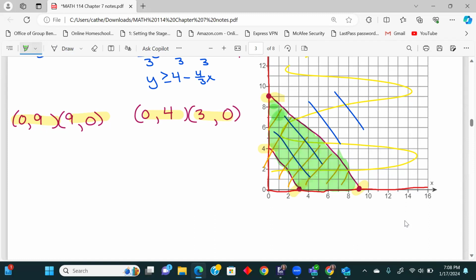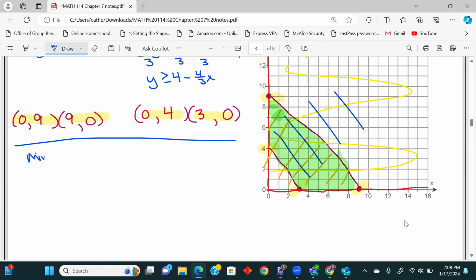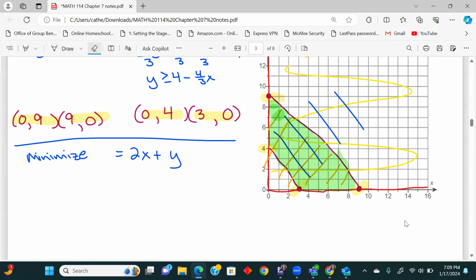All right, now we need to finish this up. We need to minimize the equation that they gave us. I'm just copying this down from above. That's a Z. All right, so we need to minimize this. So we plug in each of the 4 corner points and see which one gives us the smallest Z value, okay?